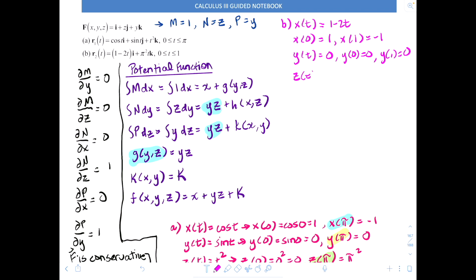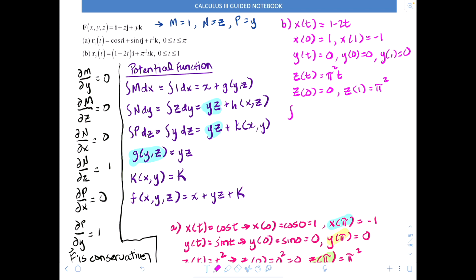Z at t will be equal to pi squared times t. And so z at 0 will be pi squared times 0, which is 0. And z at 1 will be pi squared. So f at, actually we'll do our line integral.